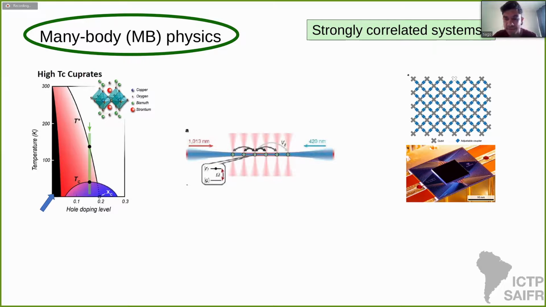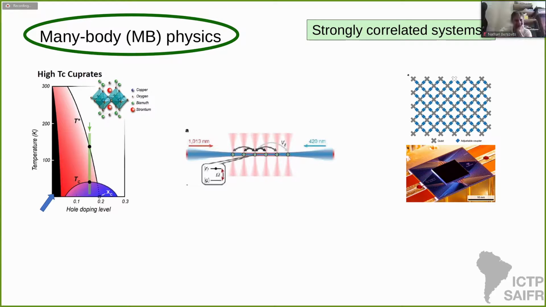I am interested here in systems of many particles. The key ingredient is the strong interactions between these particles, mainly in systems that are in a quantum regime. Here I mention some examples of many-body systems: materials like high-TC cuprates, synthetic quantum systems, and also quantum computers.